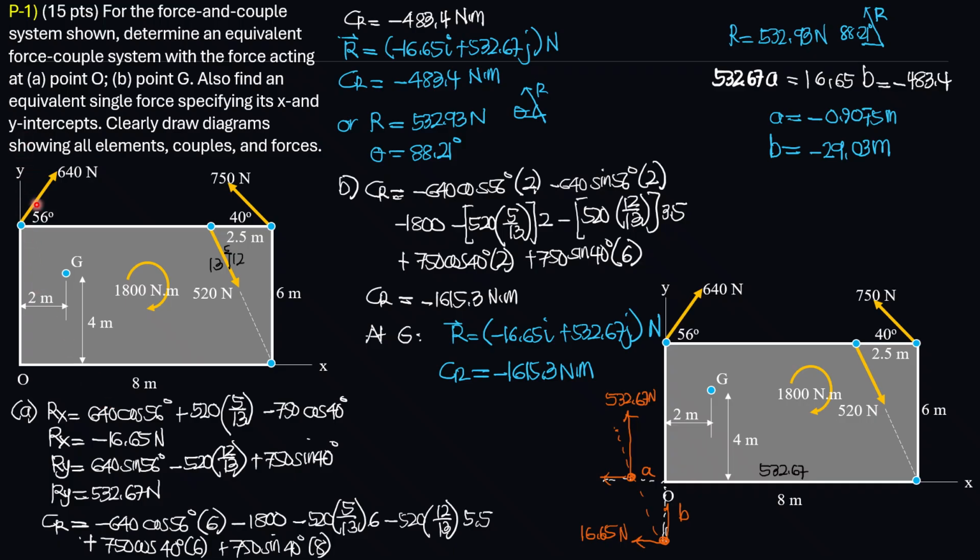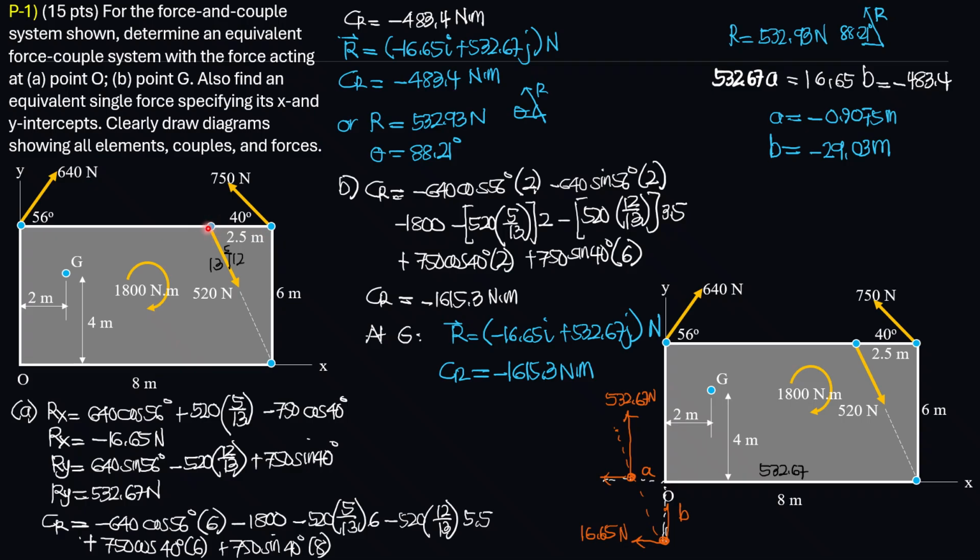Then for the resultant couple about the origin, the horizontal component is clockwise, so it's negative. The vertical component of 640 passes through O, so no moment. So negative 640 cosine 56 times the moment arm, this 6. Then minus 1,800 because this is clockwise, minus the moment of the x component of the 520 Newton force.